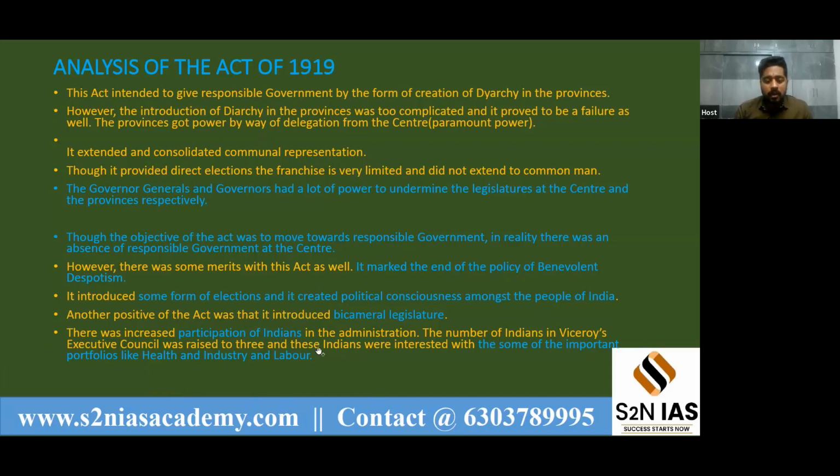Dear aspirants, here note the term labor. By the Act of 1919, the labor portfolio was assigned to an Indian. That's why in the 1920s you can see Indian trade union movements in modern Indian history. Whenever a fellow Indian was in charge of the labor portfolio, the other Indian labor leaders felt it was the right time to start labor unions in India. In the 1920s, labor movements in India started.